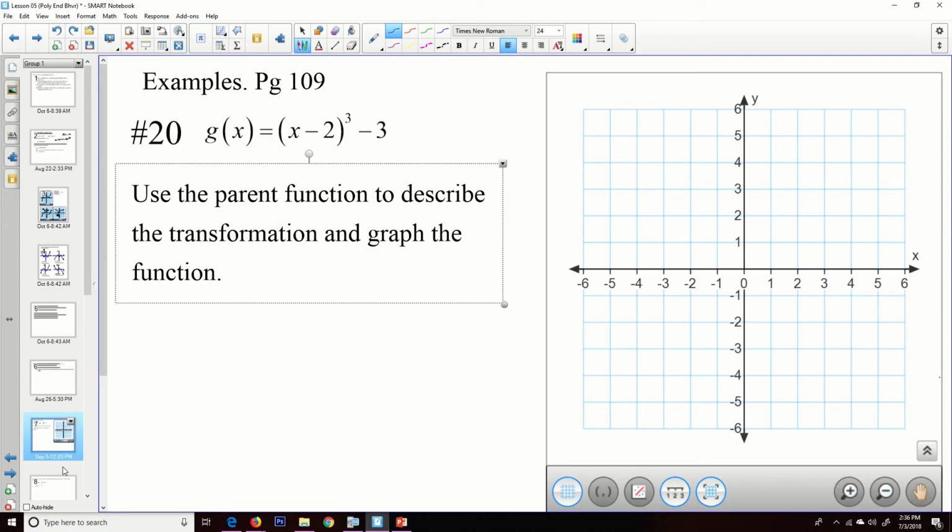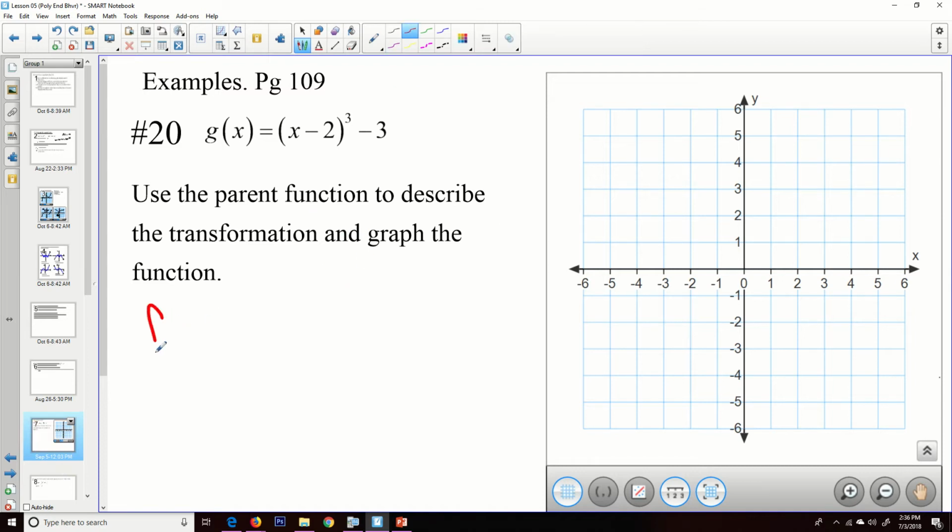Getting into some examples. Use the parent function to describe the transformation and graph the function. And so I'm going to say my parent function is f of x equals x to the third. If I am describing my transformations, and this goes back to our transformations from one of the earlier lessons, if I plug a number in, what's the first thing that happens? I subtract 2 from it.